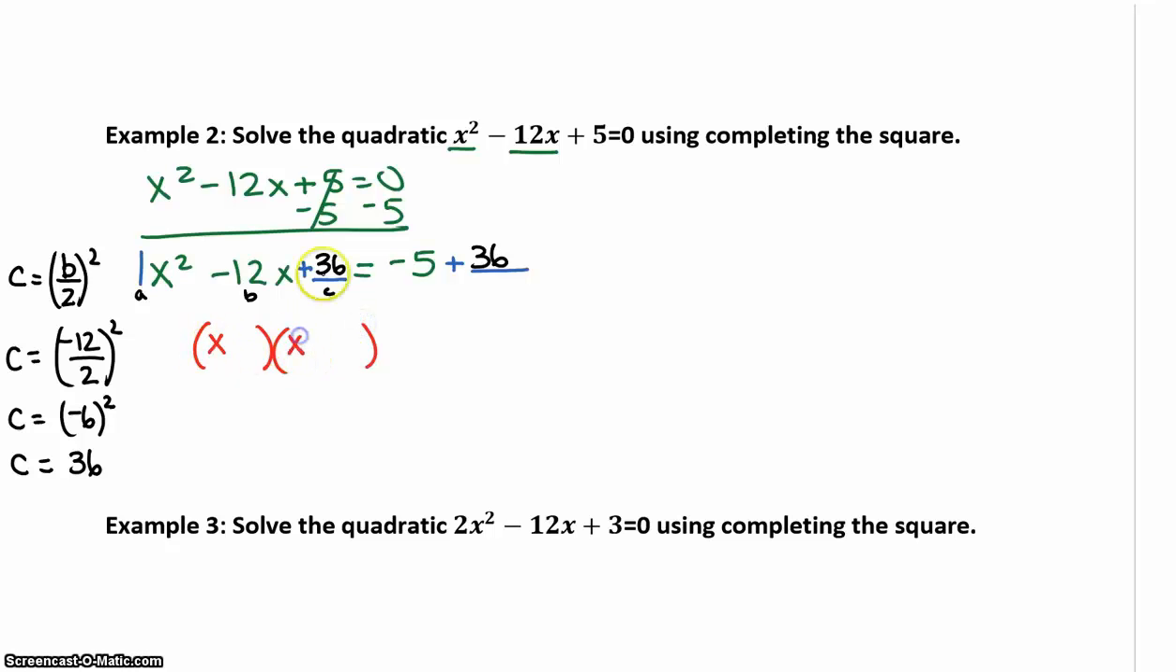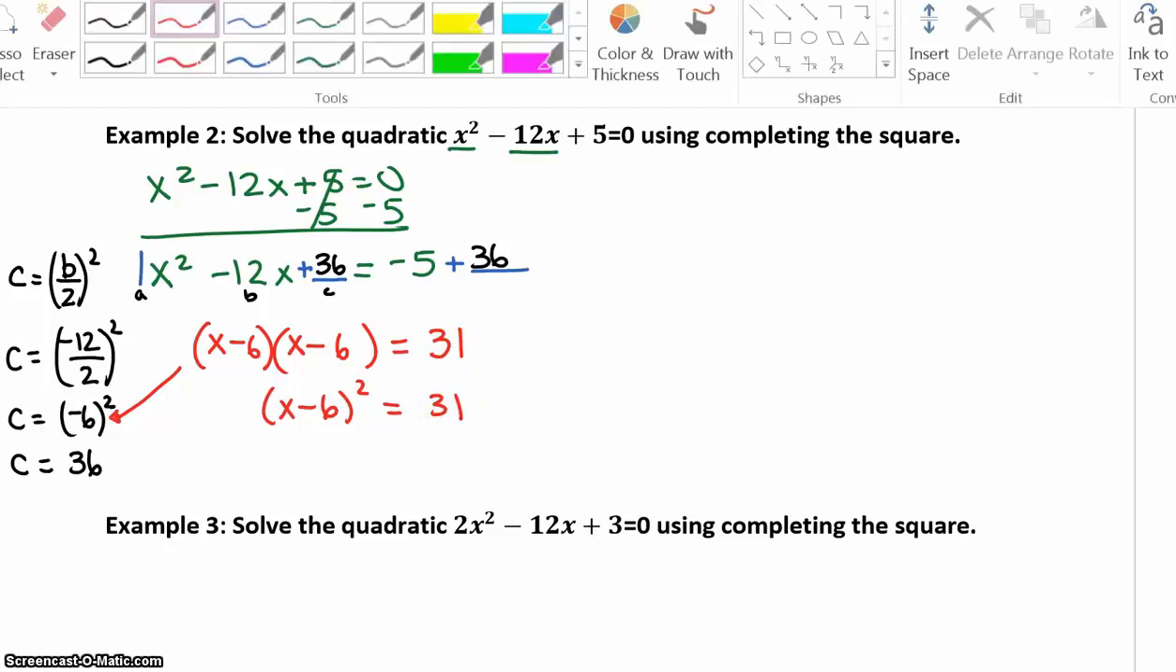x and x. Two numbers that multiply to 36 and add to negative 12 are negative 6 and negative 6. Now, if you're wondering how she is doing this so fast, here's my little cheat sheet. Do you see that negative 6 inside the parentheses? That's where I'm getting it from. Equals 31. So now we can write this as x minus 6 quantity squared equals 31.